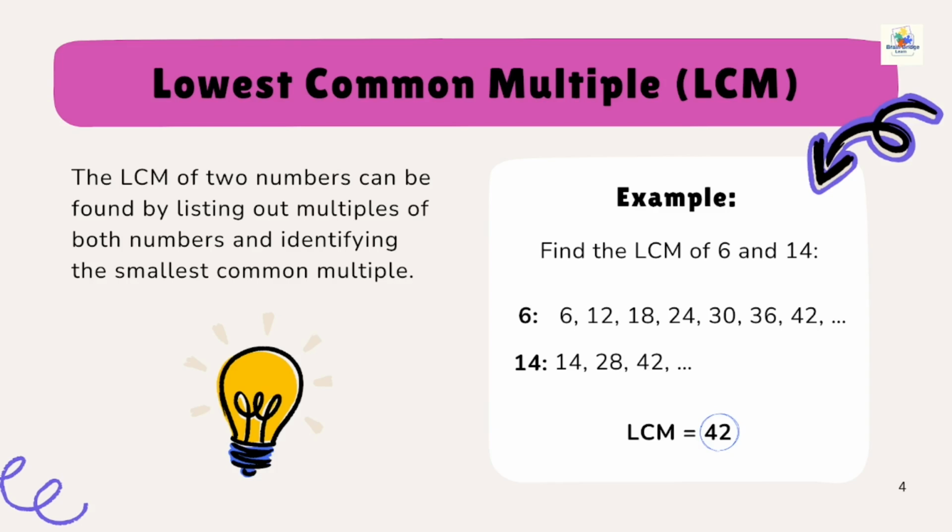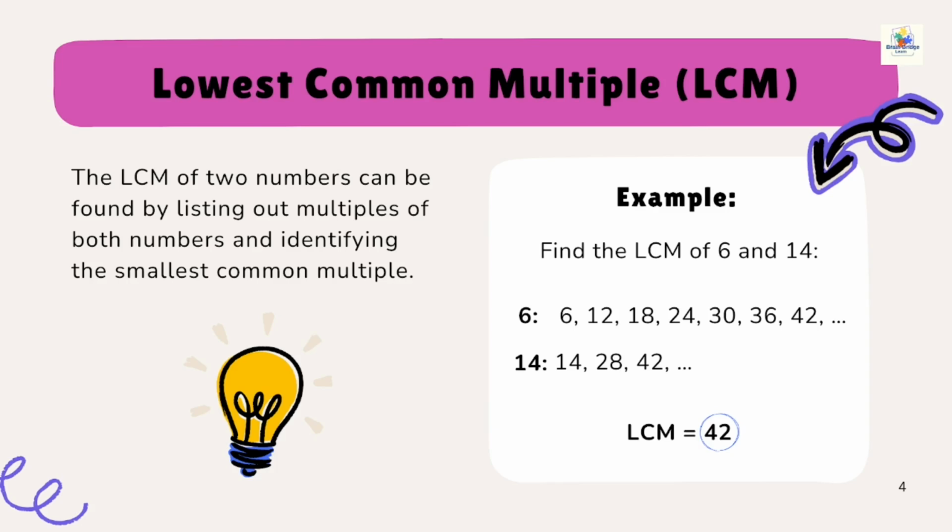The lowest common multiple means the same number that both lists of multiples have. For example, 6 has 6, 12, 18, 24, 30, 36, 42 and so on. 14 has 14, 28, 42. So here the lowest common multiple is 42, because it is the lowest number that appears in both lists of multiples.